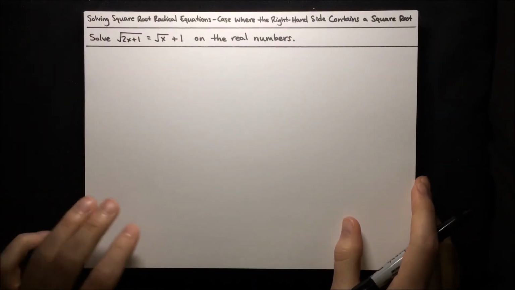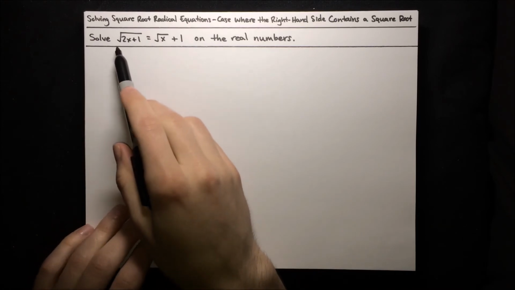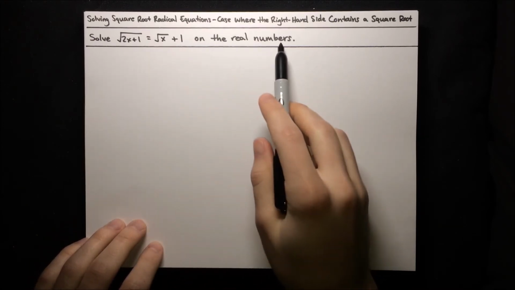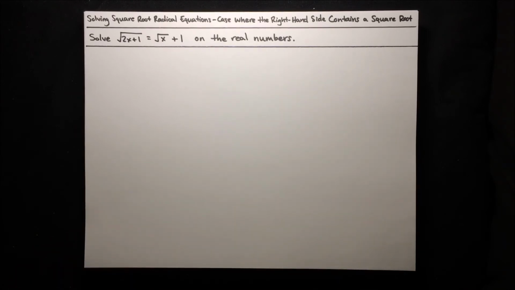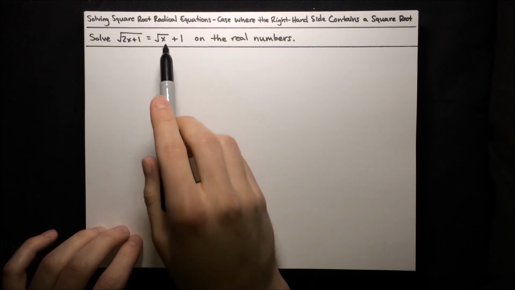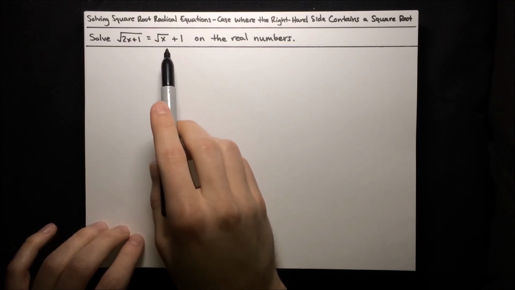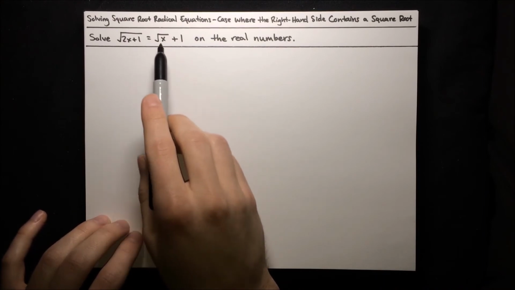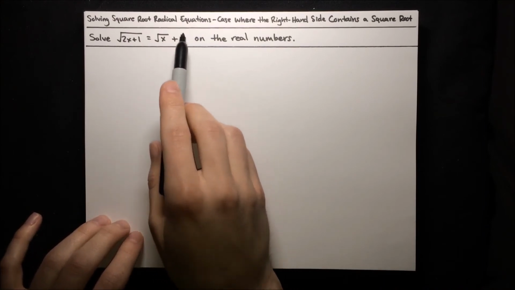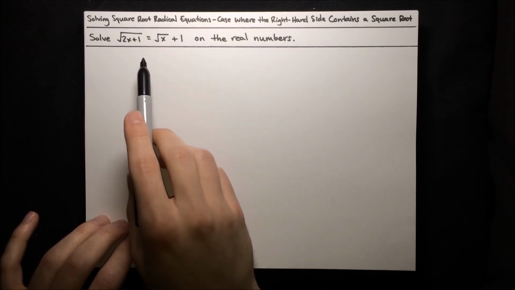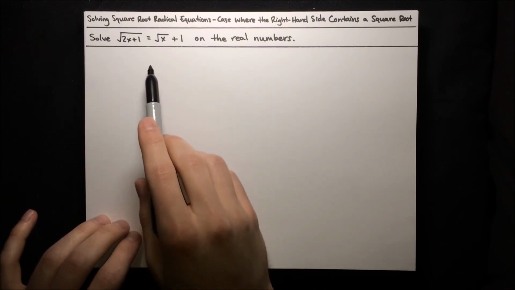Here's a final example. I want to solve this equation, root 2x plus 1 equals root x plus 1 on the real numbers. What we've been doing in the past is just trying to rearrange the equation so that when we square both sides, we won't have any square root terms, but that's going to be kind of unavoidable here. If we square both sides here, we're going to have a middle root term from the right-hand side, but if we move that root over to the left-hand side, then we'll still have a middle root term.